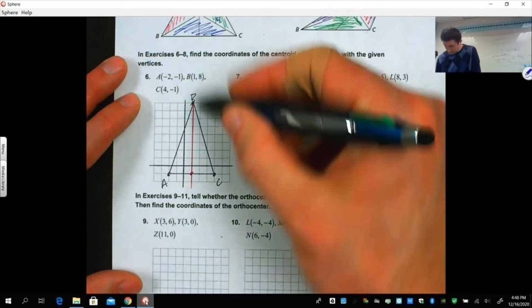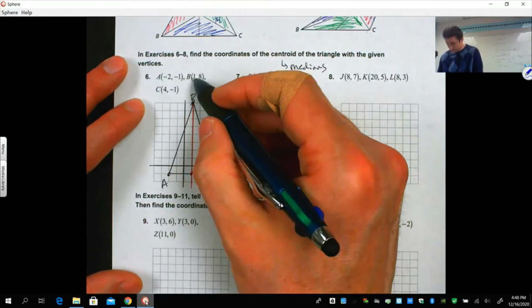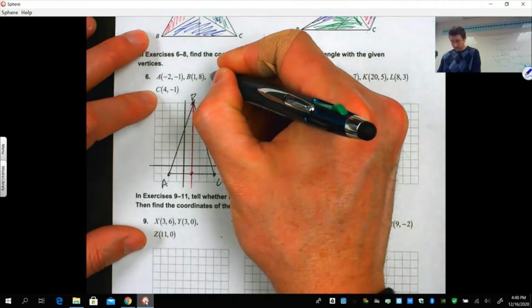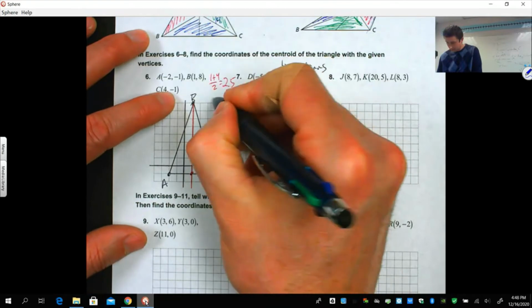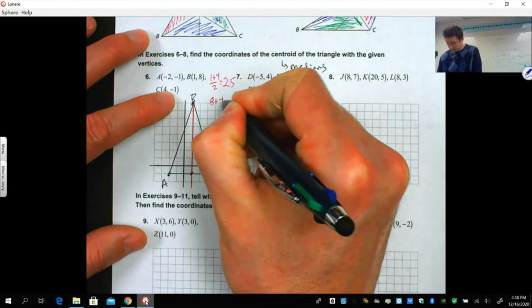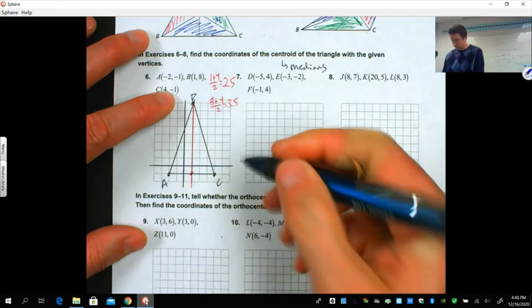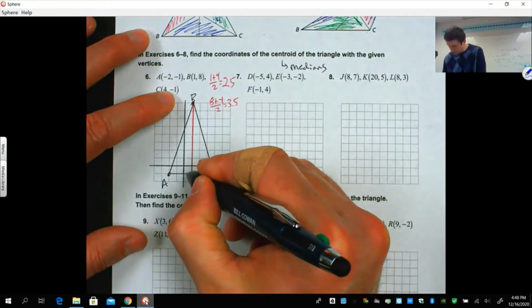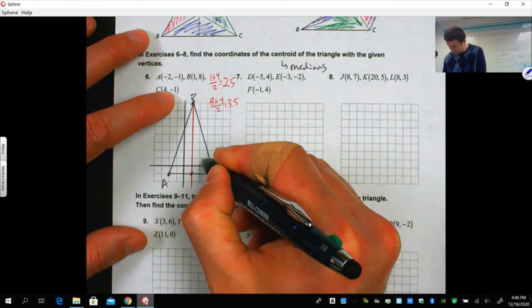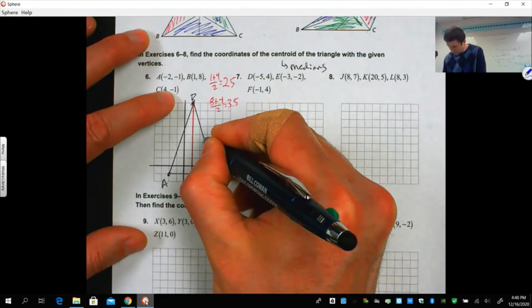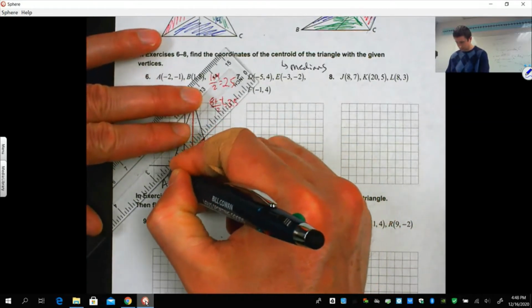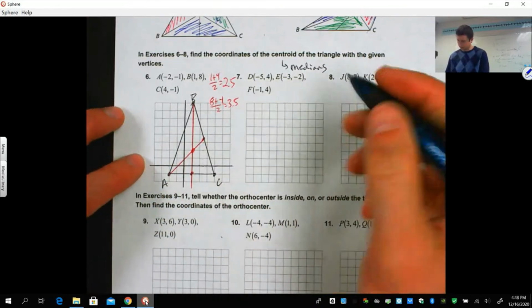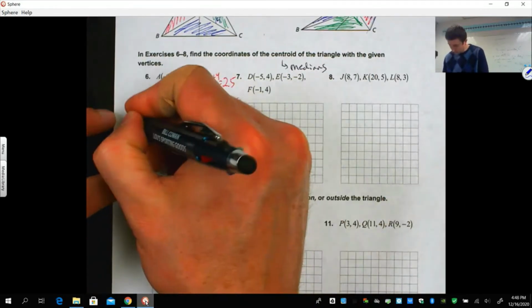Okay, so for this side, if I use B and C, if I use a formula, I have to take 1 plus 4 divided by 2, so that's going to give me 2.5. And then I have to go 8 plus -1 divided by 2, that's going to give me 3.5. So 2.5 and 3.5. So 1, 2.5, and 1, 2, 3.5. Okay, so it'd be right there. So that would be my centroid right there. It looks to be at 1, 2.